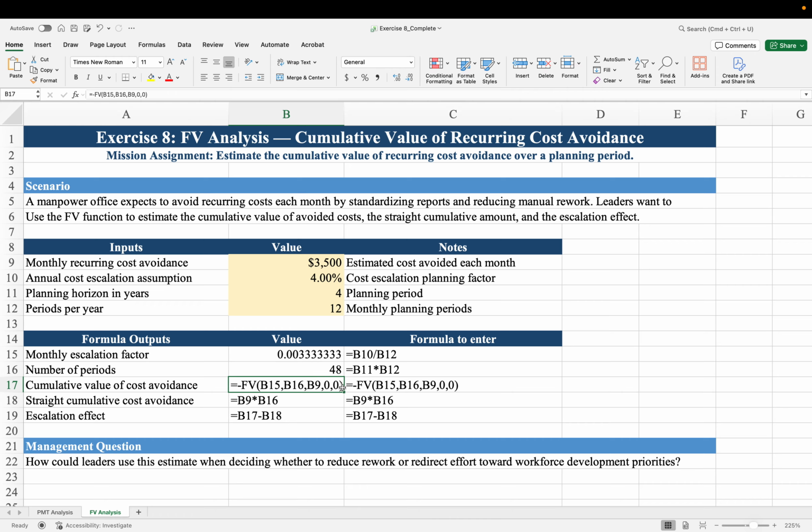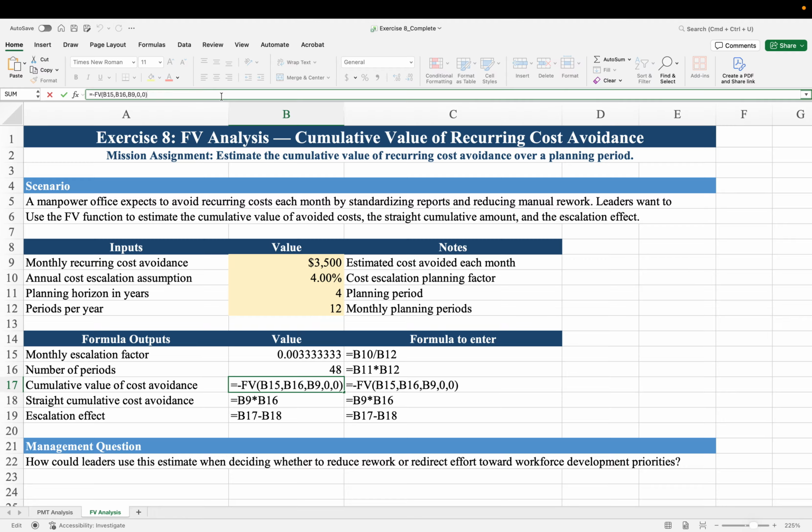The cumulative value, and this is where the real work will get done, is taking the monthly escalation factor times the number of periods times the cost avoidance. And then those zeros represent the inputs. So at the beginning, there are $0 in this account or $0 saved, so that number is 0. And the second 0 represents the input timing. The inputs will occur at the beginning of each month. If they were to occur at the end, that number would be a 1.